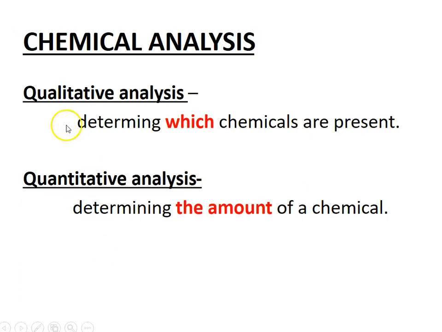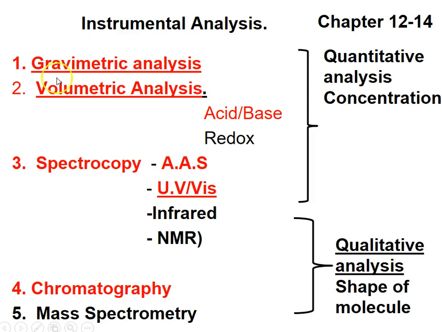Alright, so you need to write down what qualitative is. Qualitative is working out which chemicals are present, and quantitative is working out how much. So this is our first quantitative technique that we're looking at, gravimetric analysis. We're going to do volumetric analysis and spectroscopy and chromatography in year 11. We'll do these two sorts of spectroscopy. These ones are quantitative, they tell you how much, and these ones are qualitative.